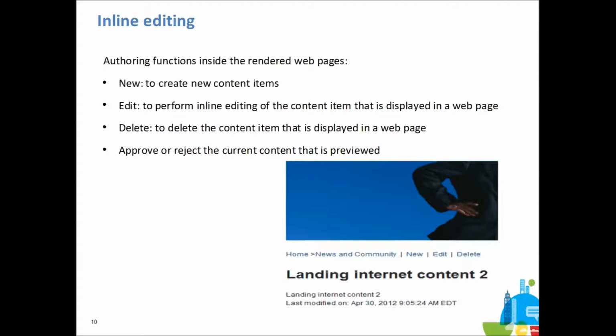The authoring tools component provides new, edit, delete, approve, and reject functionality. Approve and reject functionality is needed when you create a content and the content has a workflow. In the workflow, there is an approval and publish stage. So when the content author submits the content for approval, you may need approve or reject buttons. This is for the content approver to either approve or reject the content.